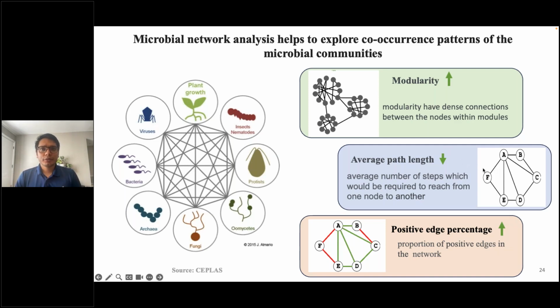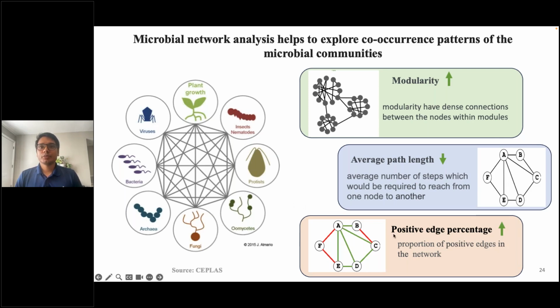Similarly, another factor we have is the average path length. The average path length is the total number of steps required to reach from one node to another. So if you look in here, the total distance from A to F: if we have a lower distance from A to F, it means this average path length is less, and this association is stronger as compared to having a higher distance.